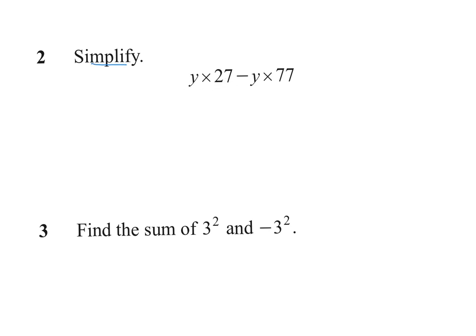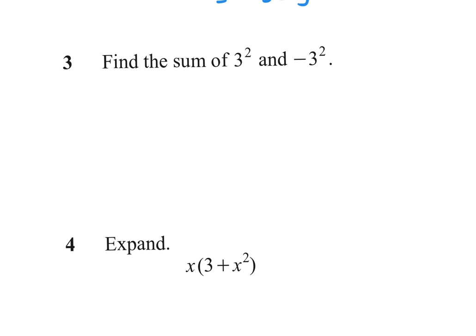Number 2, simplify. Y times 27 minus y times 77. Y times 27 means 27y. Y times 77 is 77y. Now if we subtract 27 minus 77, we get negative 50, so negative 50y. Number 3, find the sum of 3 bar 2 and negative 3 bar 2. The sum of them is 0, because 3 bar 2 is 9 and negative 3 bar 2 is negative 9. So if we add, we get 0.